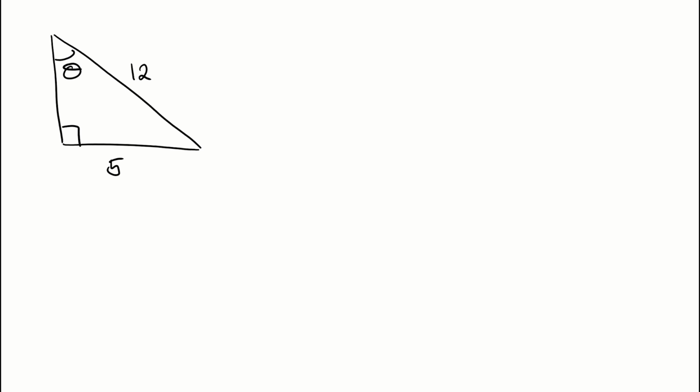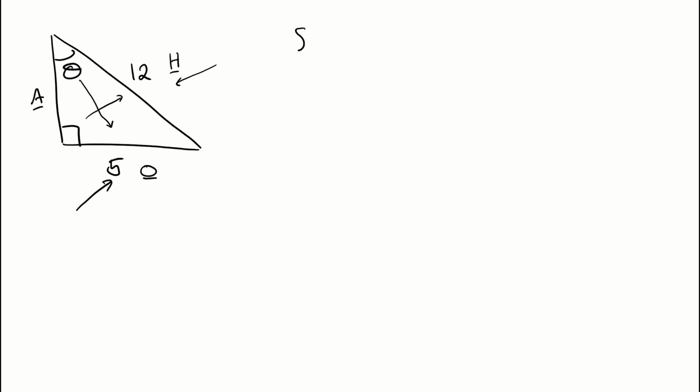Okay, well, let's label our sides as the opposite, the adjacent, or the hypotenuse. So I know that this one here, opposite my right angle, is going to be my hypotenuse. I know that the one opposite my angle there is going to be my opposite. And I know that this one here would therefore be my adjacent. So the ones of interest to me are my opposite and my hypotenuse. They're the ones that I'm given. That's my 12 and my 5.